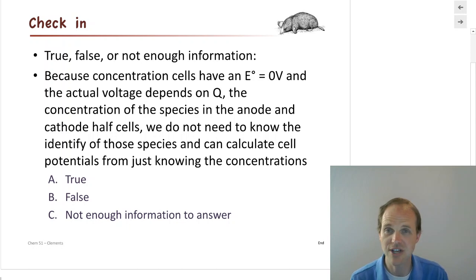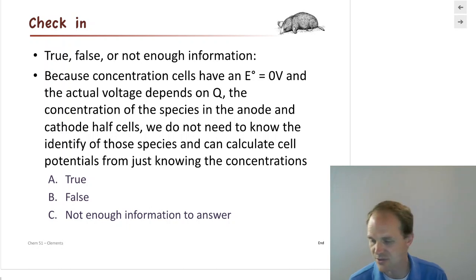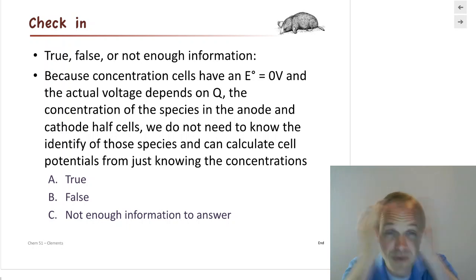One quick question to check in before we're done with this video. True, false, or not enough information? Because concentration cells have an E naught of 0 volts, and the actual voltage depends on Q, the concentration of the species in the anode and the cathode half cells, we do not need to know the identity of those species, and we can calculate cell potentials from just knowing the concentrations. Is that true, false, or not enough information to answer? So I want you to just think about that, and then go.